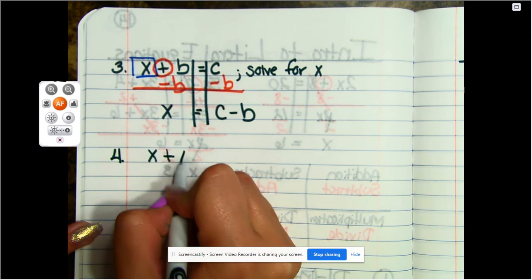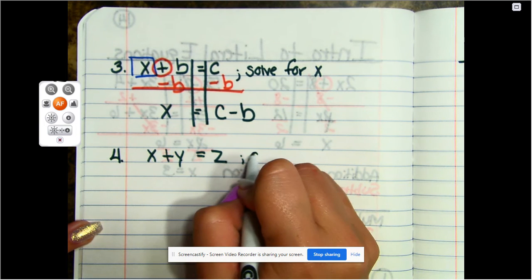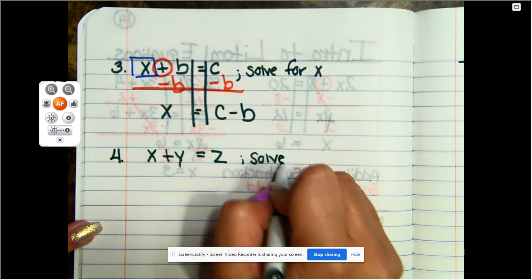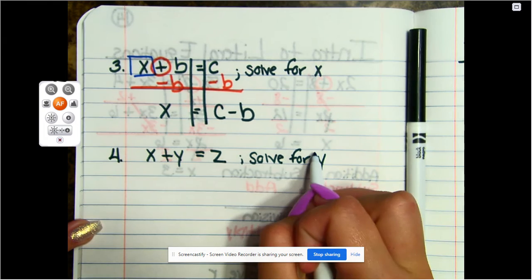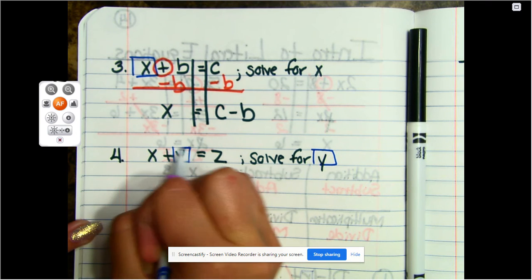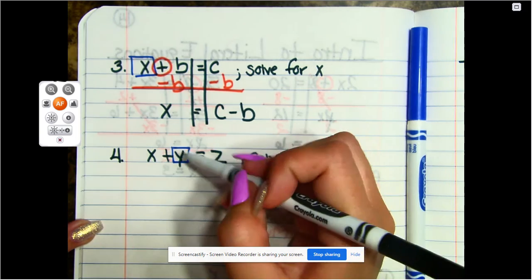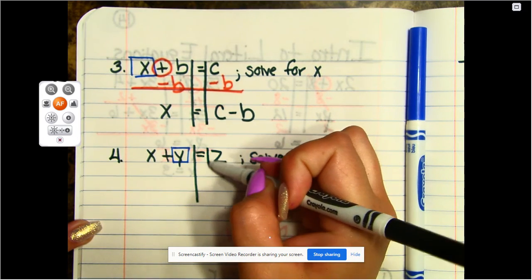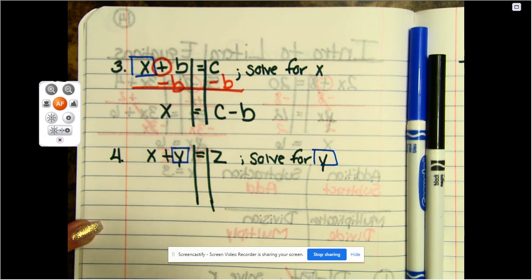One last one, number 4. x plus y is equal to z. In this case, we're going to solve for y. y is the variable that I need to isolate. Draw your barrier around the equal sign. So I need to get y by itself.